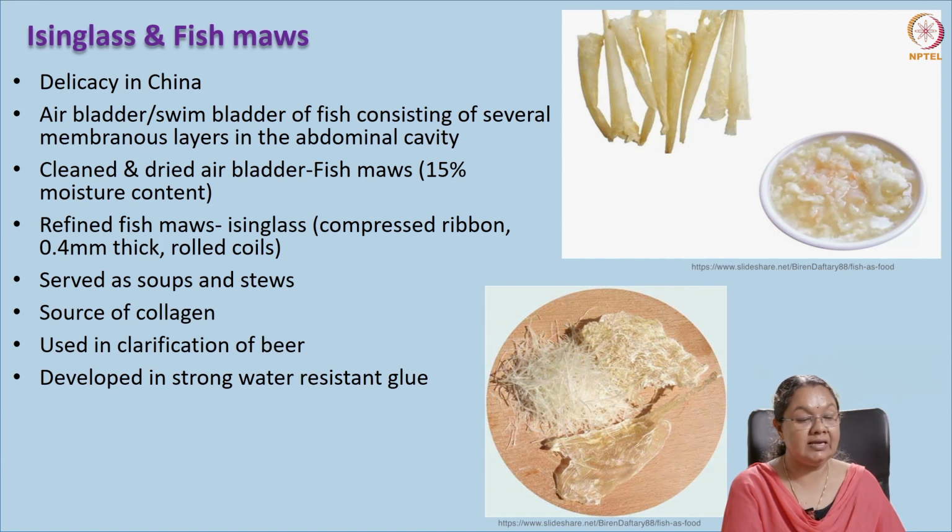When it is converted to isinglass, it is cut into small ribbons and compressed. The compression can be done by passing it through rollers. And this compressed material is called isinglass, which is cut into small tubule-like structures with a thickness of 0.4 millimeter. And these are used to develop soups and stews. So it is a delicacy. And mainly this consists of collagen. In the beer industry, it is used for clarification. It helps in removing the suspended particles in the beer. And so it is also very important for the beer industry. Also, this can be converted to glue, water resistant fish glue, because collagen is converted to gelatin on heating. So it can be developed into glues.